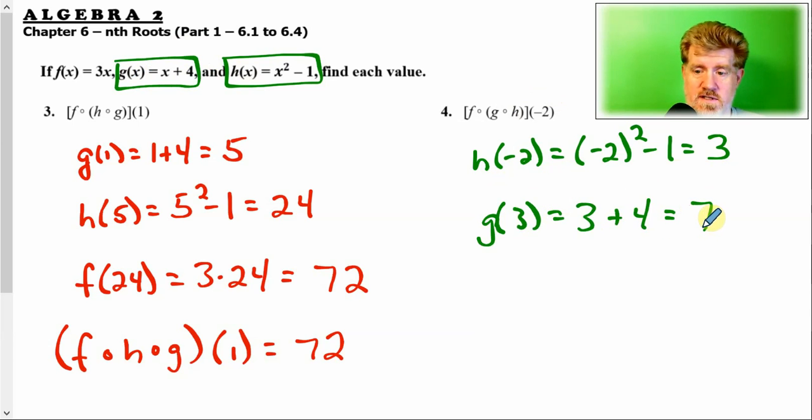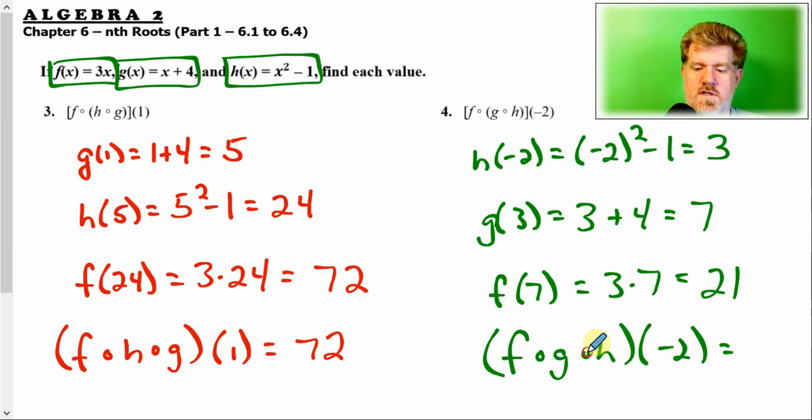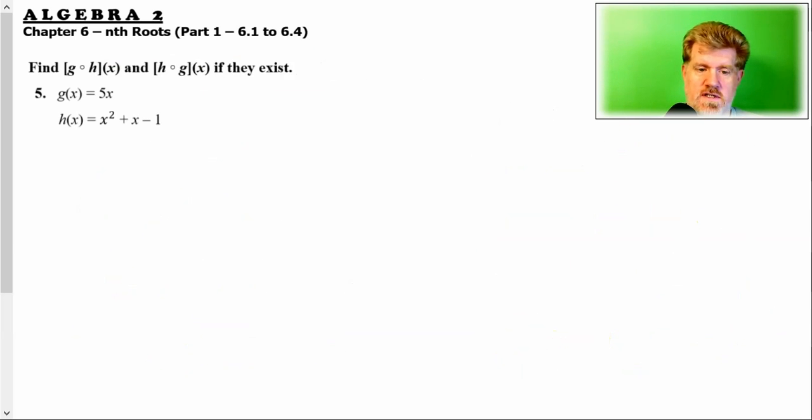I'm going to take that 7, plug it into f. And remember, f is 3 times the number x. Well, x happens to be 7. 3 times 7 is 21. So f of g of h of negative 2. Remember, I started with negative 2, it turned into 3. 3 turned into 7, 7 turned into 21. So the answer is 21. That's how composite functions work with numbers.